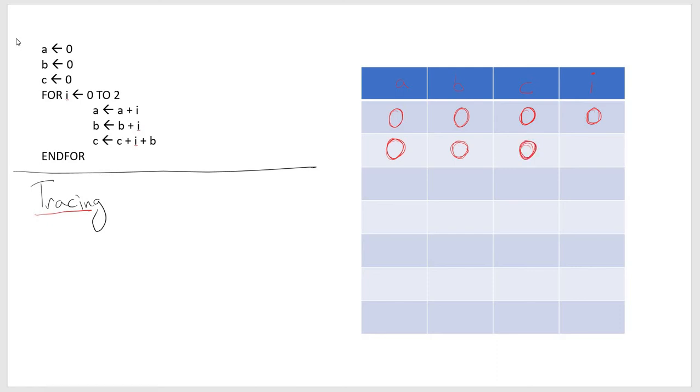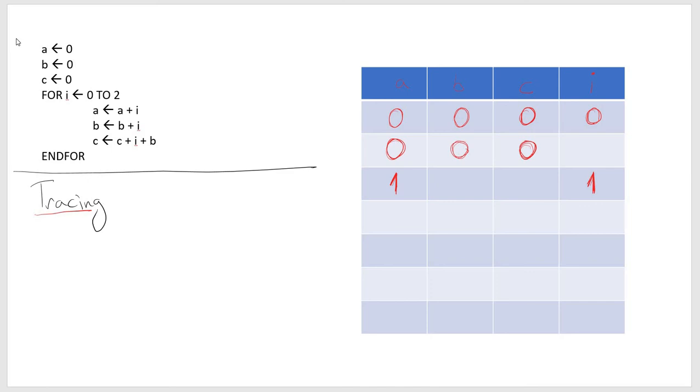Now what happens is, because the loop is still running, I is now going to be incremented to 1, but because we have moved up in the lines of code, we're going to write the value for I on the next row here, like so. Now, A is being assigned to A plus I, so A is currently 0, I is currently 1, so that's going to be 0 plus 1, and we're going to put a 1 right here on the column for A.